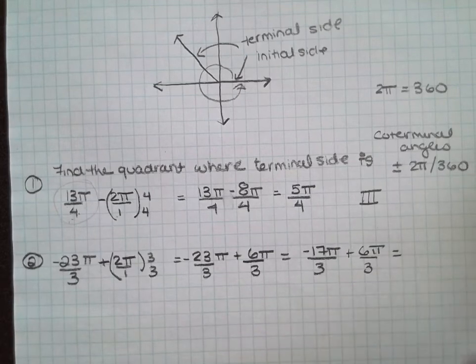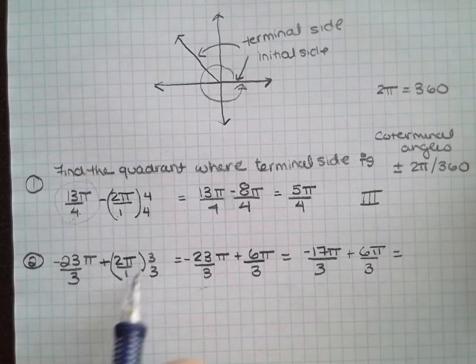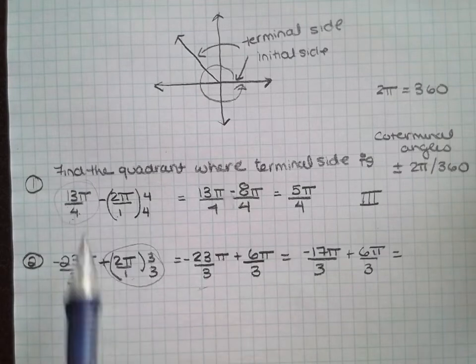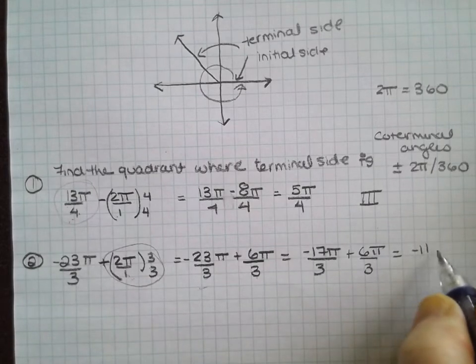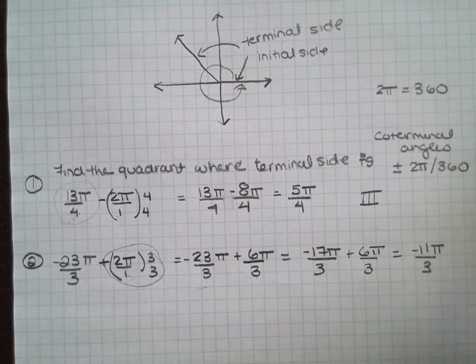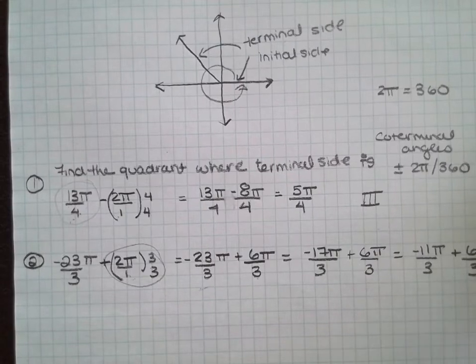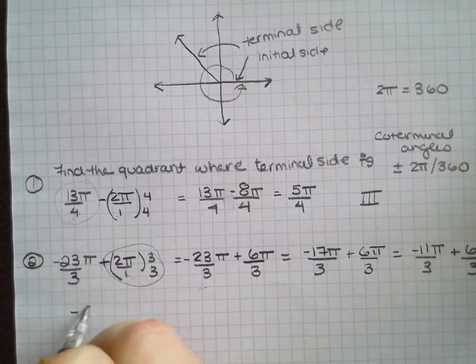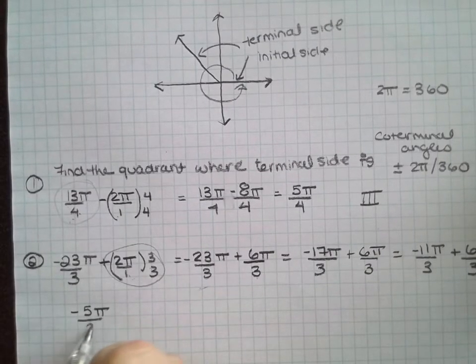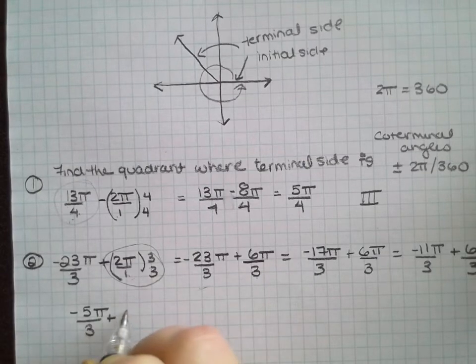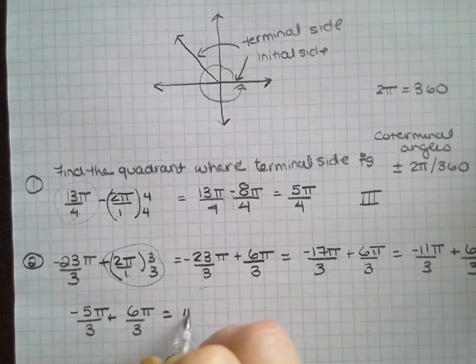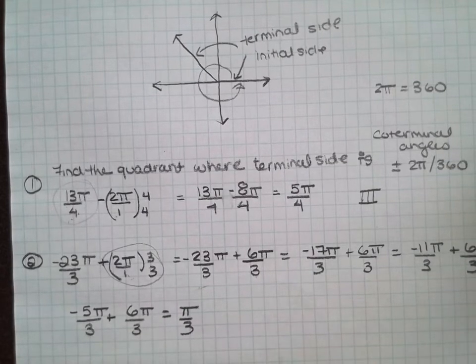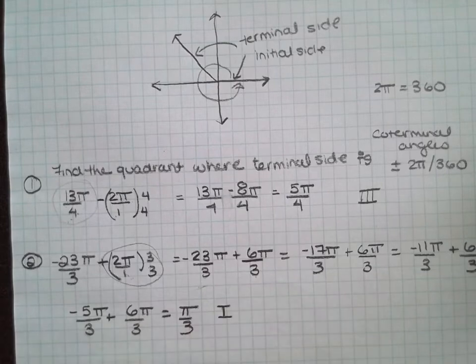And again, I got that from here, right? If I'm just adding 2 pi, go back to the same thing. So this is negative 11 pi over 3. I'm going to add again, plus 6 pi over 3. So that becomes negative 5 pi over 3. And then finally, I'm going to add 6 pi over 3, and I just get pi over 3, which is 60 degrees, which is in quadrant 1. Okay?